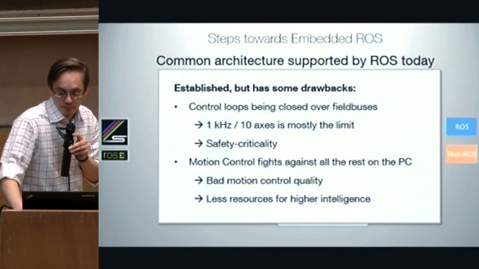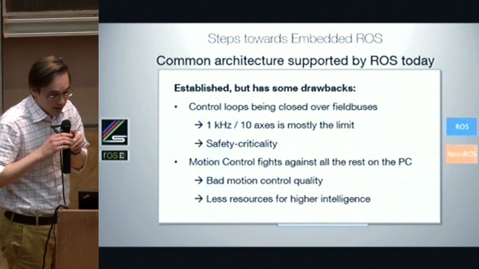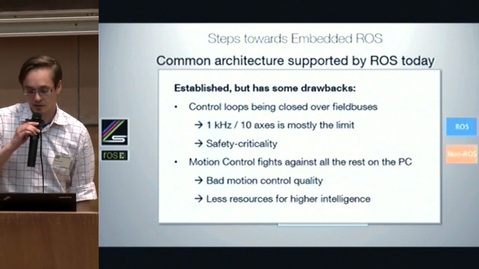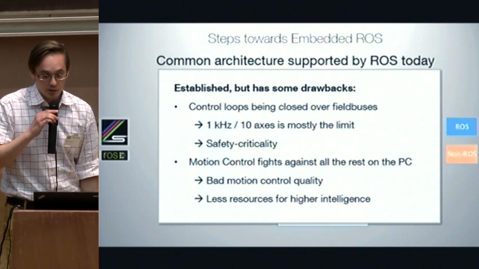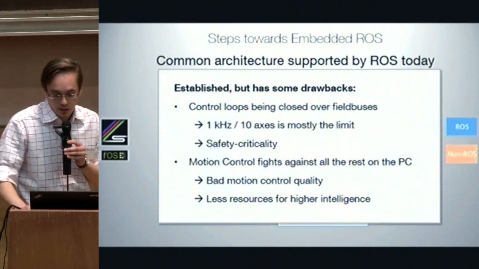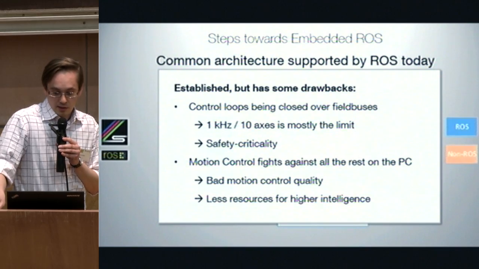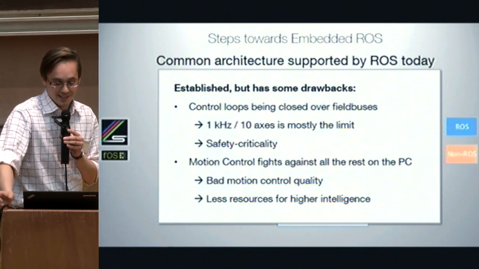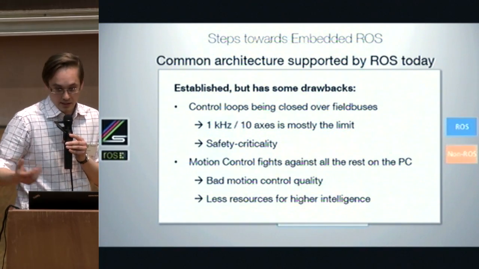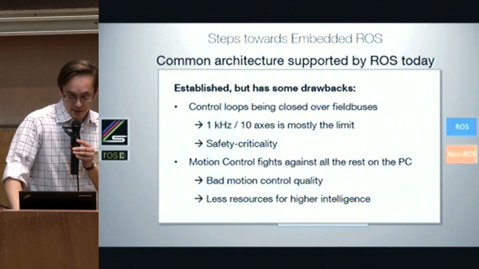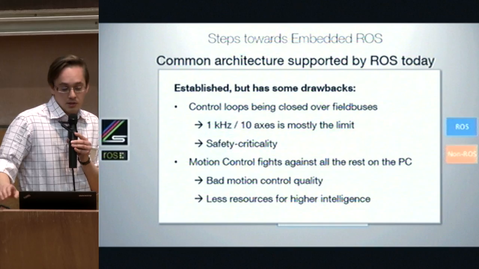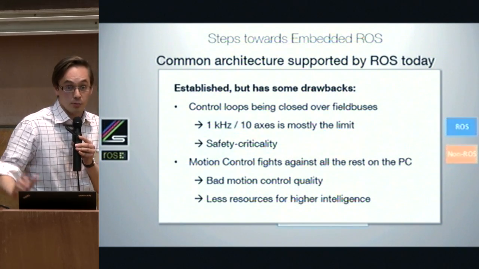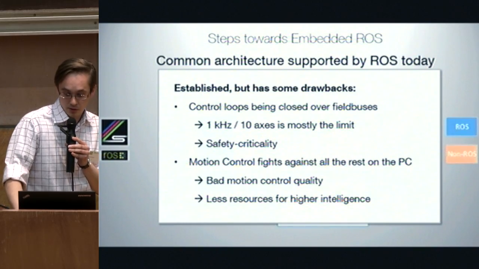Like when using EtherCAT, you usually have an EtherCAT master wrapped into a rosc node. This is not good because while you close position control loops over the field buses, there is a limit of somewhere around 1 kilohertz for up to 10 axes, even when we're using high-speed standards like EtherCAT, for example. It's safety critical because mostly a single PC is in the loop, and as motion control is a real-time domain, it fights against the other stuff running on your PC, at least on the same machine. And this reduces quality of motion control, sometimes causes interruptions, and you have less resources for higher intelligence, like your perception, SLAM, whatever, making decisions.